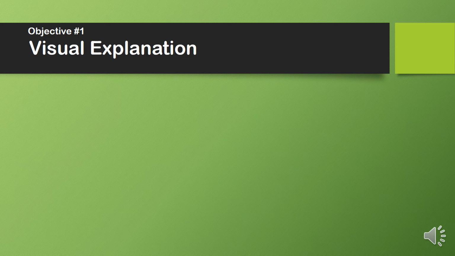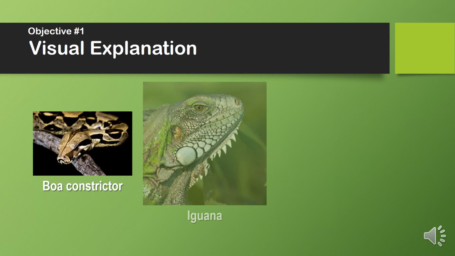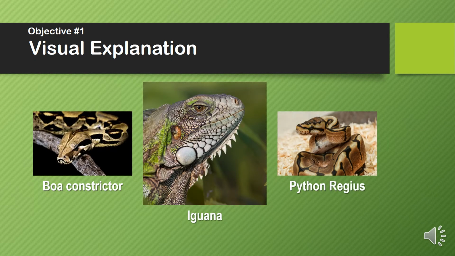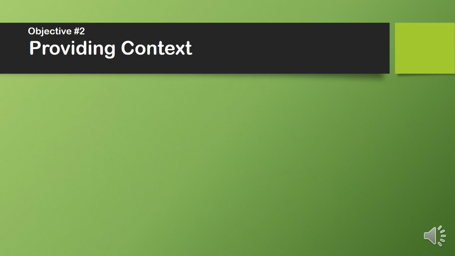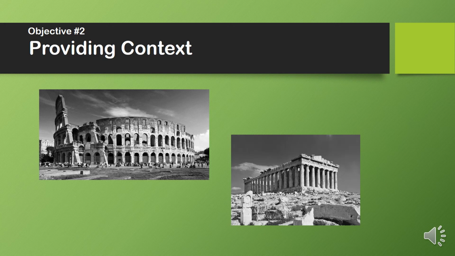Objective number one, visuals may be used to provide visual explanation. It would be difficult for the readers to imagine exotic animals like boa constrictor, iguana, and python regius. Objective number two, visuals may be used to provide context. For example, illustrations that provide historical background.